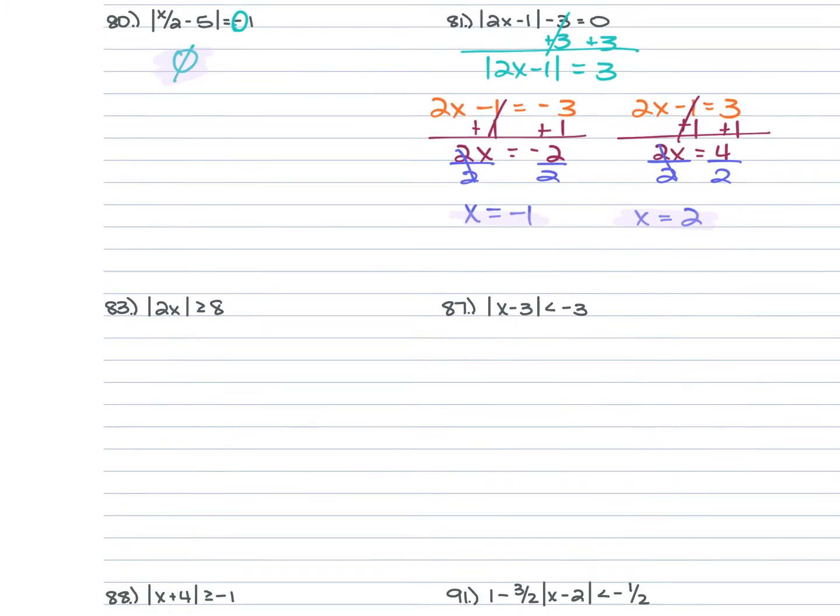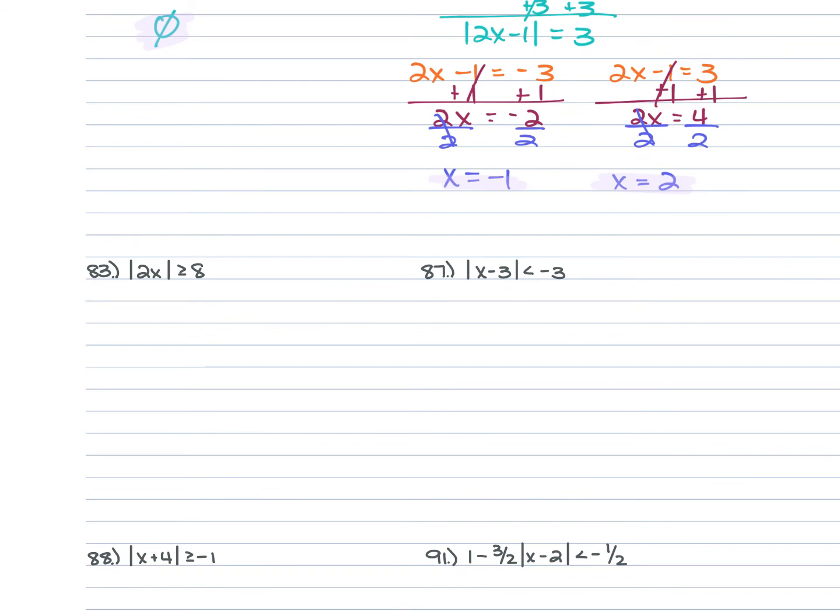Next, we're going to look at 83. We have the absolute value of 2x is greater than or equal to 8. Is it possible for the absolute value of something to be greater than or equal to an 8? Yes. So separate it into 2. We have 2x is greater than or equal to 8, and 2x is less than or equal to negative 8. So remember, when you change the sign on your answer, you have to change the inequality sign also.